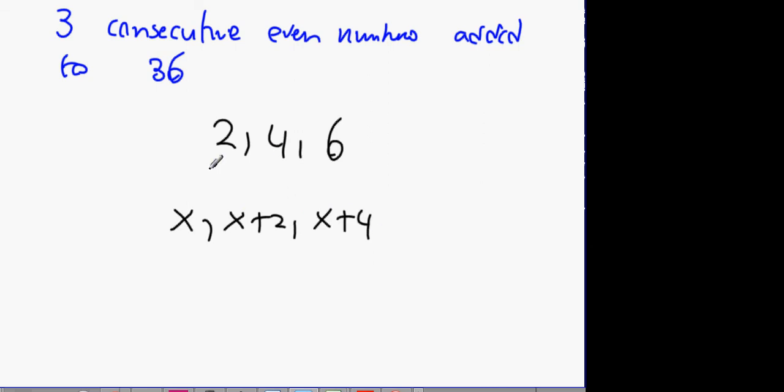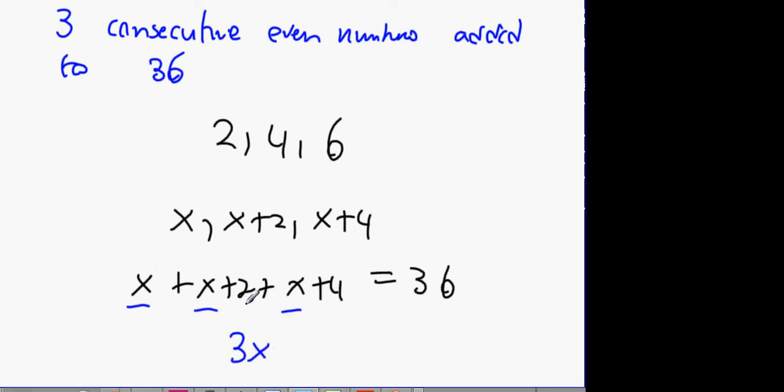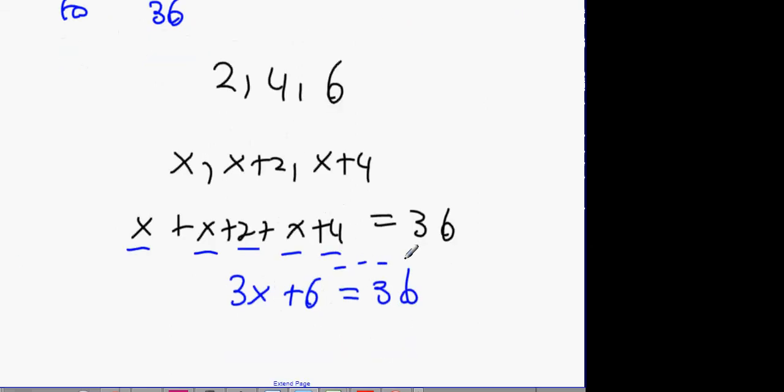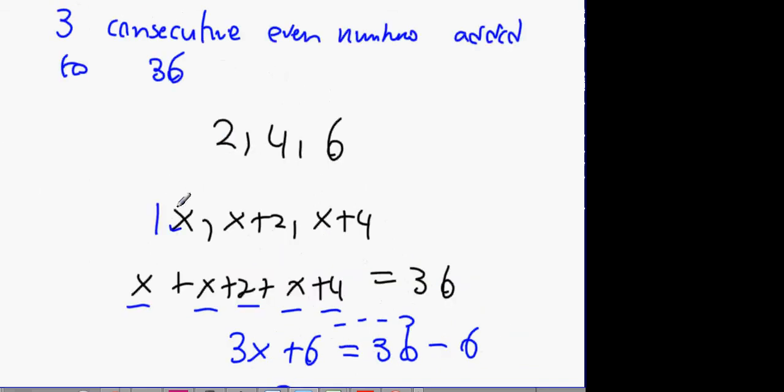x, x plus two, x plus four. And when you add all three of them together, you get 36. So x plus x plus two plus x plus four all equals 36. How many x's do we have? 3x. How many numbers? 2 and 4 is 6. Minus 6, and 3x equals 30. x equals 10. And this makes the answer 10, 12, and 14.